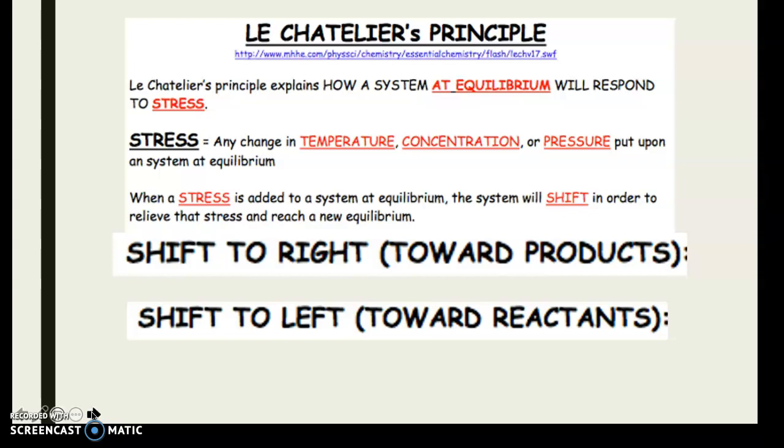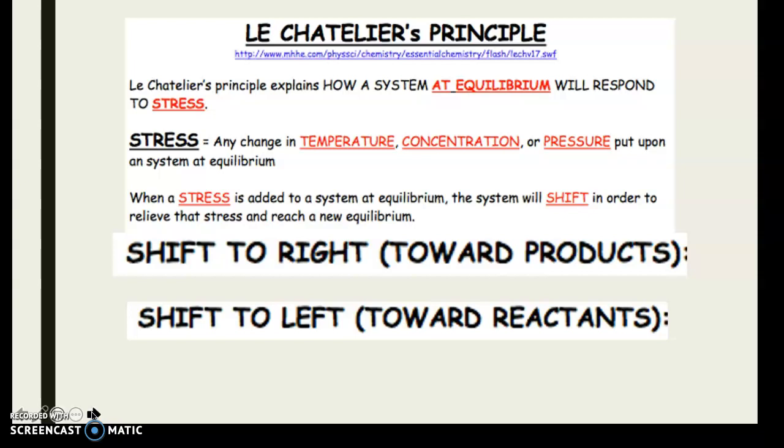So the same way you react to stress is the same way our chemical reactions react to stress. Meaning you're stressed out, you're going to shift away from the stress, right? That's the same thing our chemical equations go through. They get stressed out by either temperature, concentration, or pressure. They're going to move away from the stress to relieve it. So we can either shift to the right, that means towards the products, or we can shift to the left, towards the reactants.